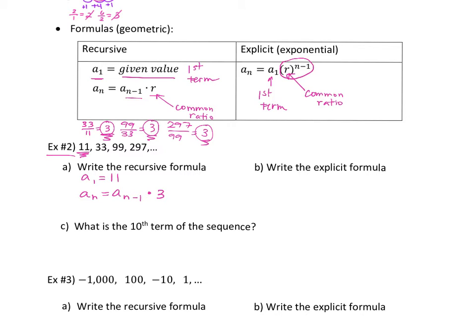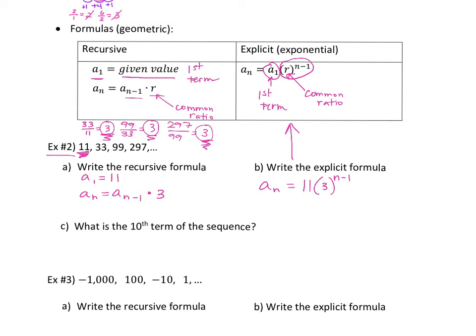Okay, then it says write the explicit formula. And now we're looking at this guy right up here. So it's going to be a sub n equals our first term, a sub 1, right? Which again, that was 11. That was given to us. Times our common ratio, which again, we already found was the 3. And then to the n minus 1 power. So that would be your equation for the explicit formula.